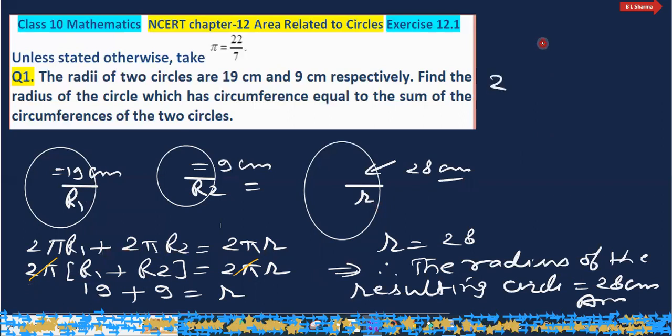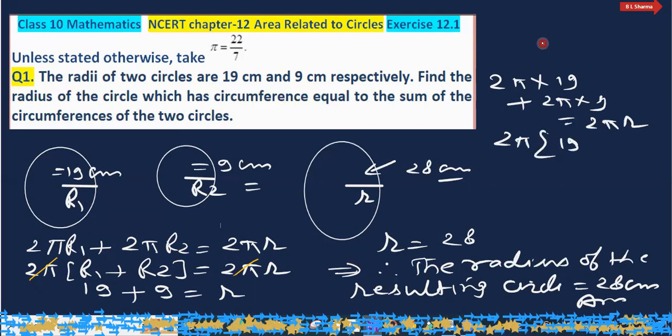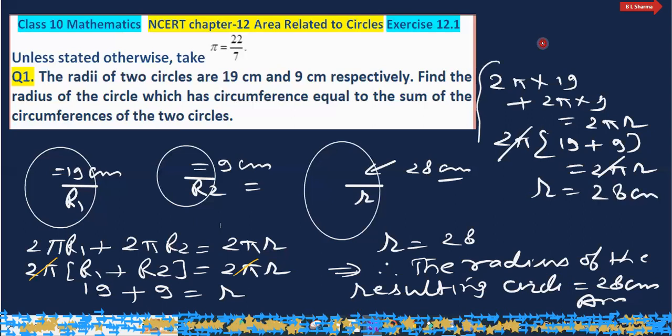यू कैन डू लाइक 2 pi into 19 plus 2 pi into 9, that is 2 pi r. You can also do like this, 2 pi times 19 plus 9, that is 2 pi r. 2 pi is cancelled by 2 pi, so r is equal to 19 plus 9, that is 28 सेंटीमीटर. आप चाहें तो ऐसे भी कर सकते हैं.